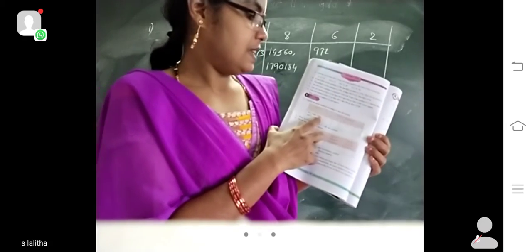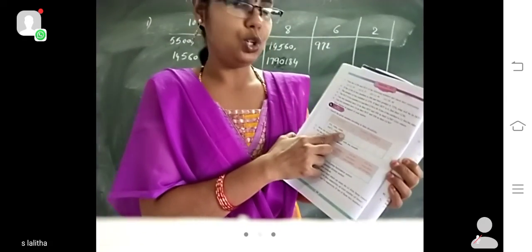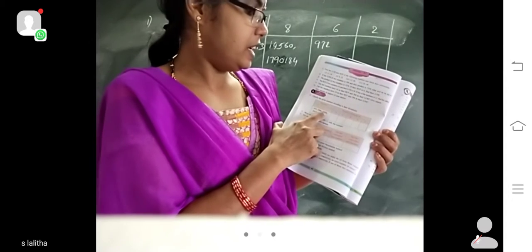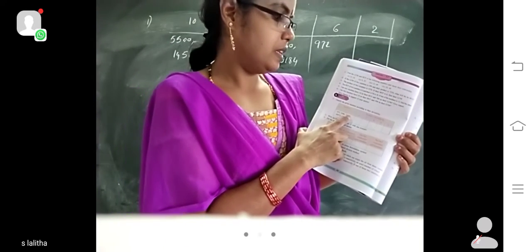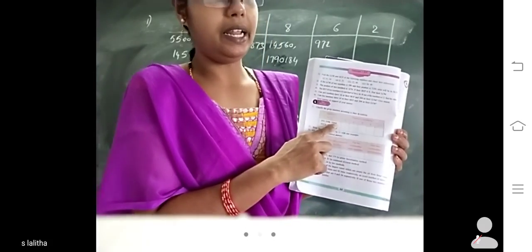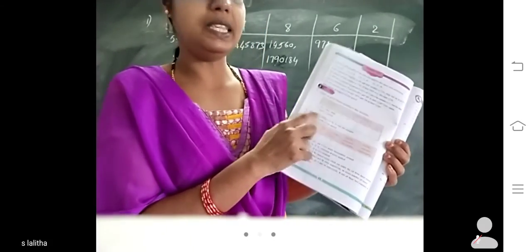Next, the last digit is 0. It is divisible by 2. And next, sum of the digits: 1 plus 4, 5. 5 plus 5, 10. 10 plus 6, 16. 16 is not divisible by 3. So this number is not divisible by 6.